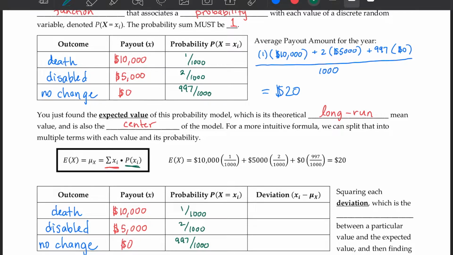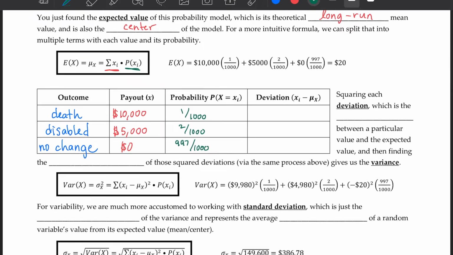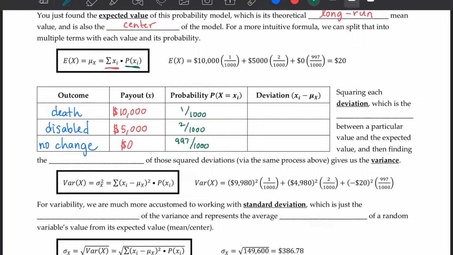All right. So another thing we want to talk about, if we're talking about center, is we probably also want to talk about spread. I have filled in the table once again for us here: outcome, payout, probability. So why don't you take a moment to fill that out while I explain what we're going to calculate next, which is the deviation. That word should sound familiar. Standard deviation is something that we usually deal with, and we'll get there eventually. But what we want to talk about here is how much these payouts deviate from the actual mean value from all of this.